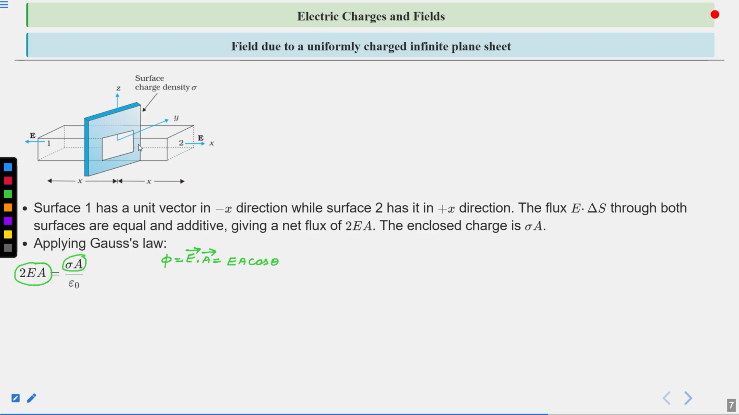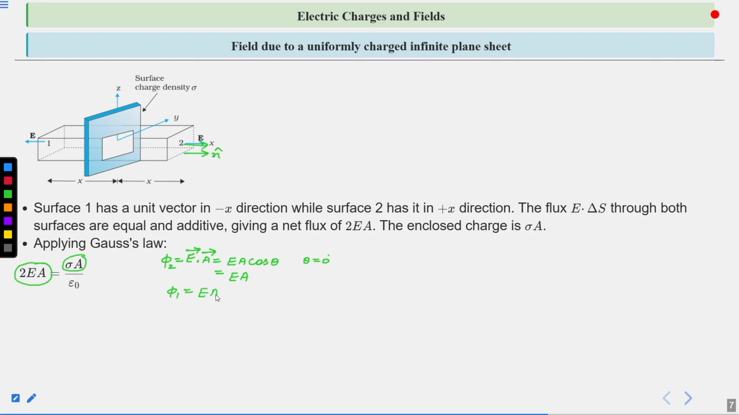Now if we talk about face first, the direction of electric field and the direction of area vector are both parallel, because both are perpendicular to this plane. So theta will be what? Theta is equal to 0 degrees, yes or no? So cos 0 is equal to 1. So flux through face second is EA. Clear? Now what about the flux through face first? It will also be EA.